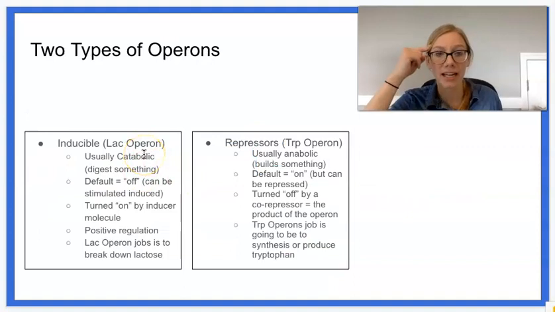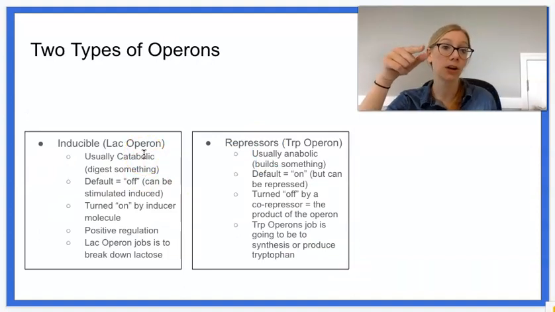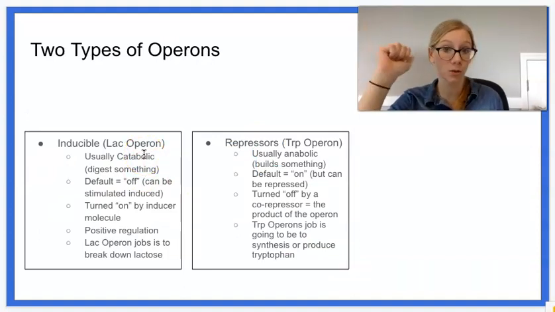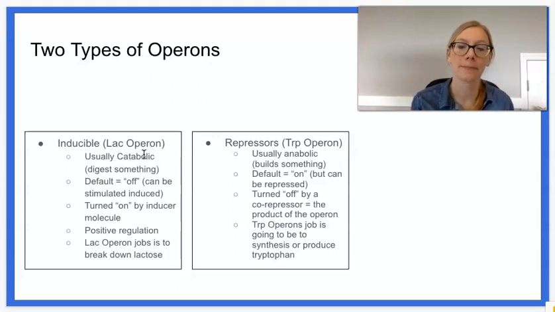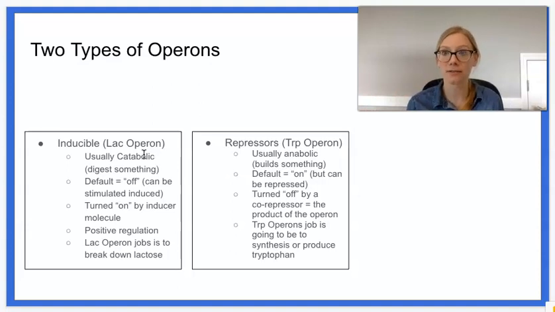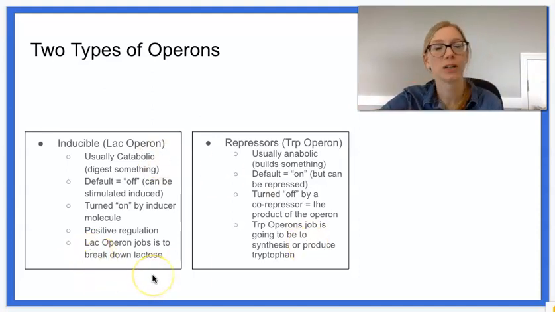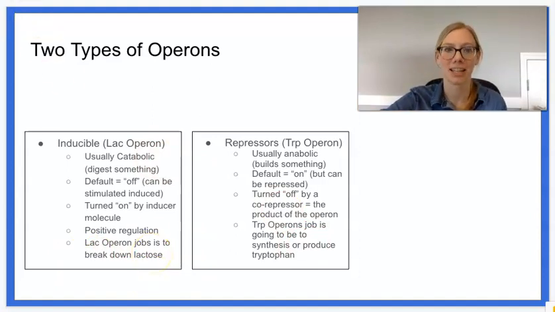So in summary, inducible operons are usually catabolic, trying to digest something. Their default is off, and we have to induce or stimulate them to turn on by some molecule, typically an inducer of some kind. So we say this is positive regulation. The more we produce of that inducer, the more we transcribe the gene. And the lac operon's job really is to break down lactose, which makes sense here.